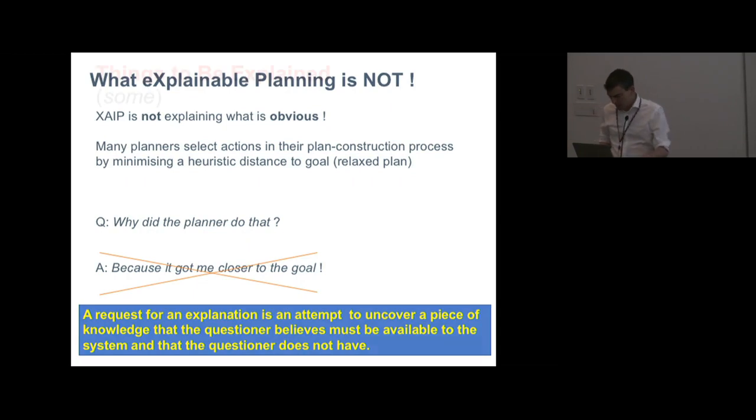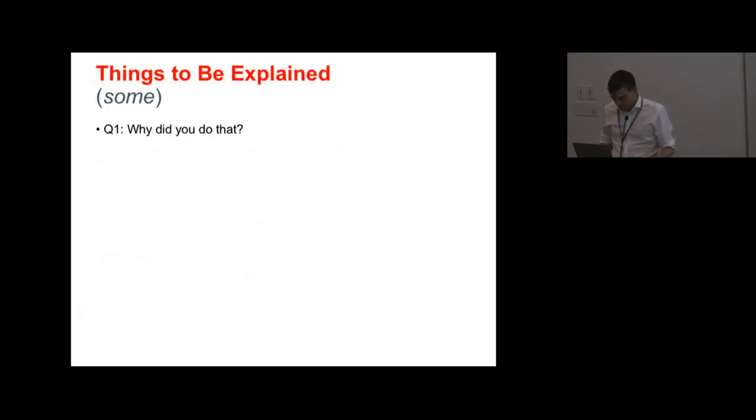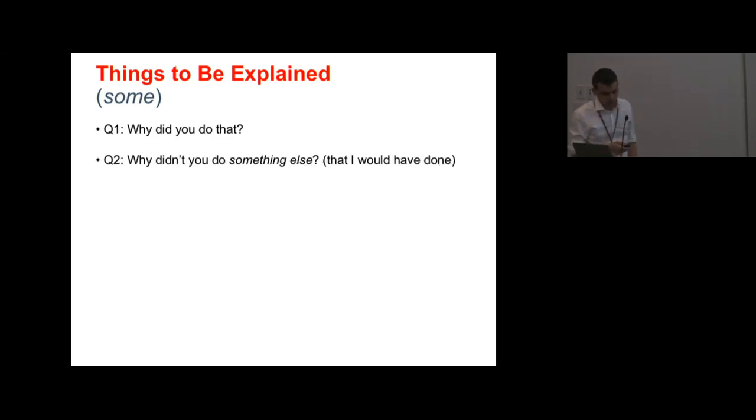Now, these are some of the things that should be explained. The first question is this one. So, why did you do that? This is the user asking the planner, which is actually a form of this second question. Why did you do that rather than something else that I would have done? Because planning is also more interesting where the planner suggests something different from what you would do. Otherwise, perhaps it's just common sense.